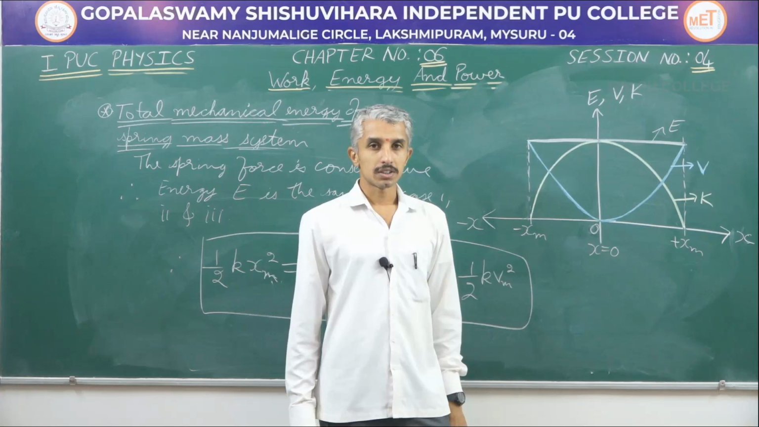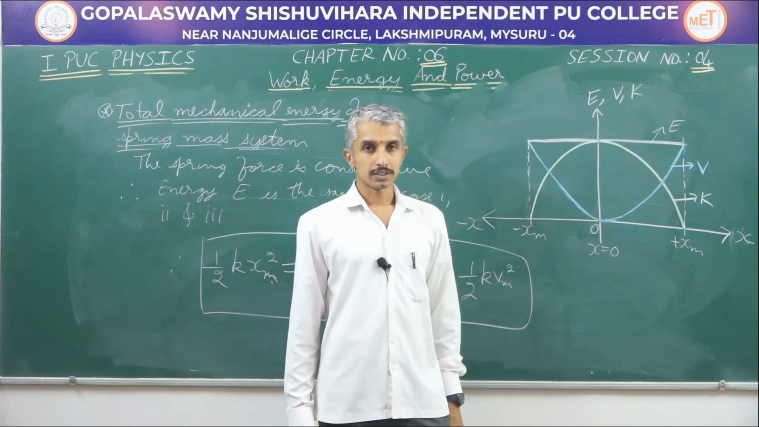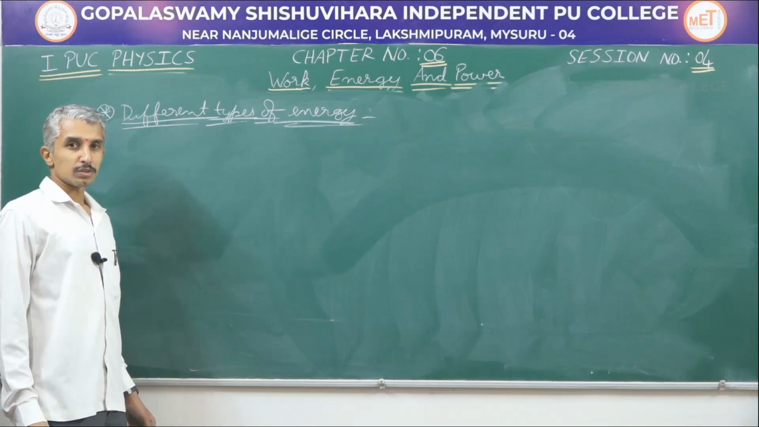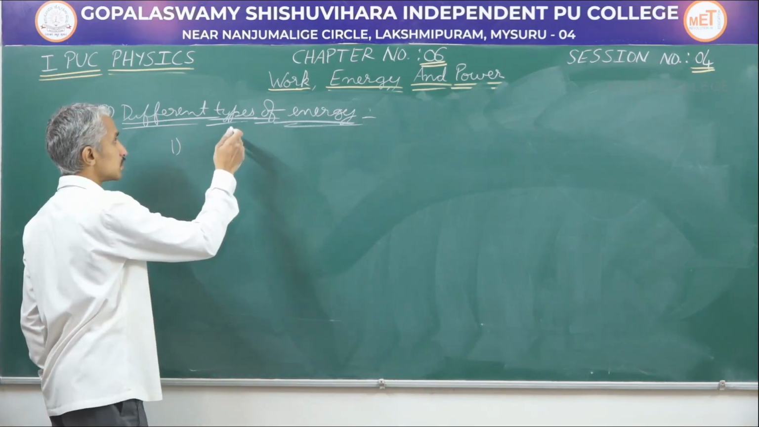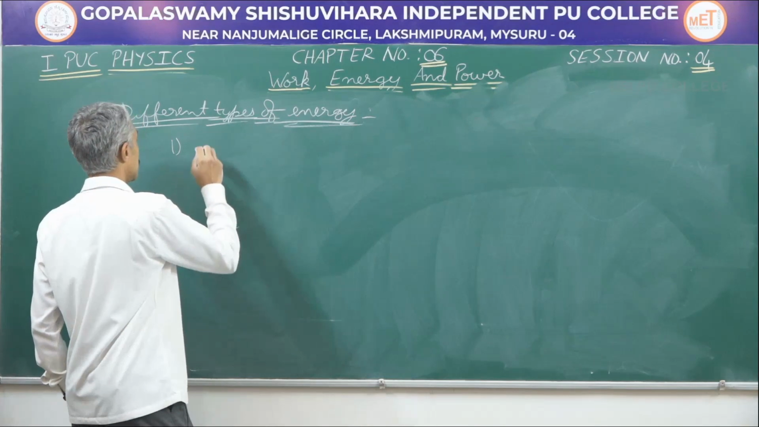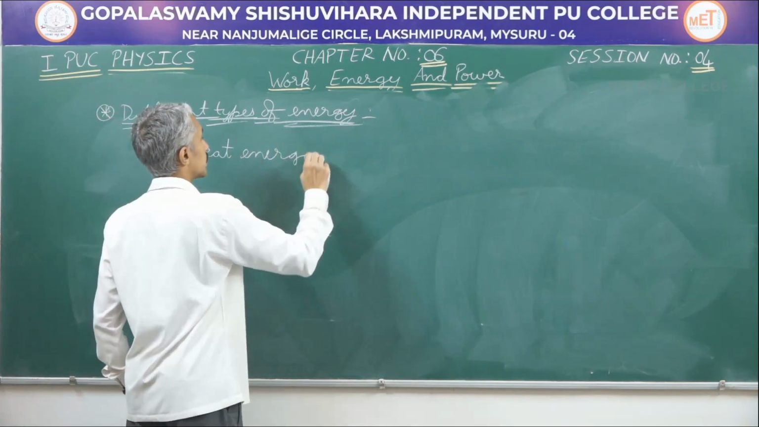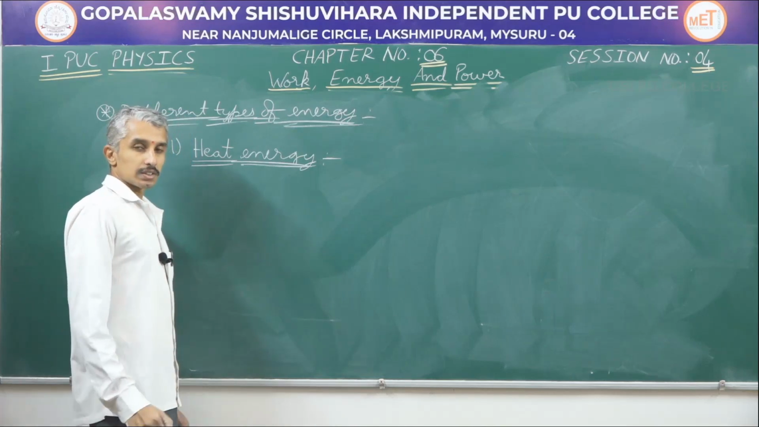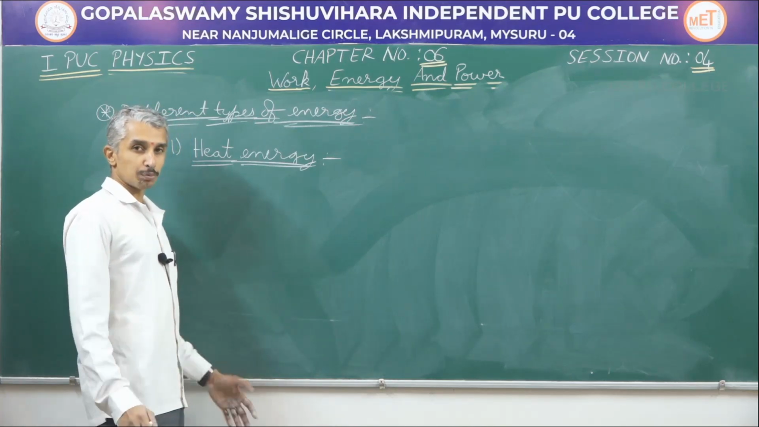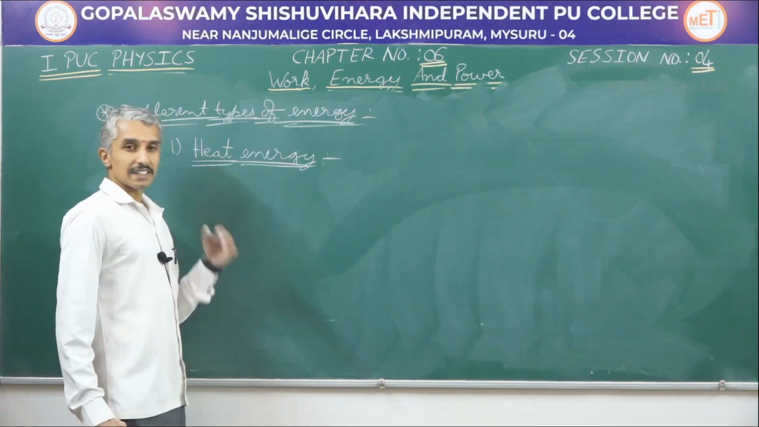We will finally see what are the different types of energies and the law of conservation of energy. Energy is available in nature in many forms, and those are the different types of energies. We will consider some of those examples. The first one being heat energy. So, what is this heat energy? Any object which has some temperature has heat energy.